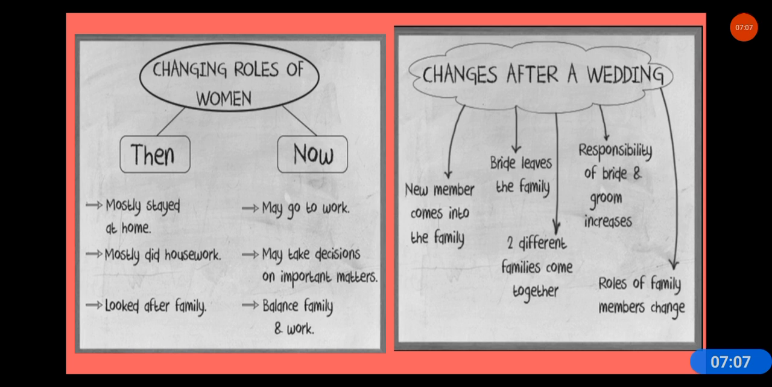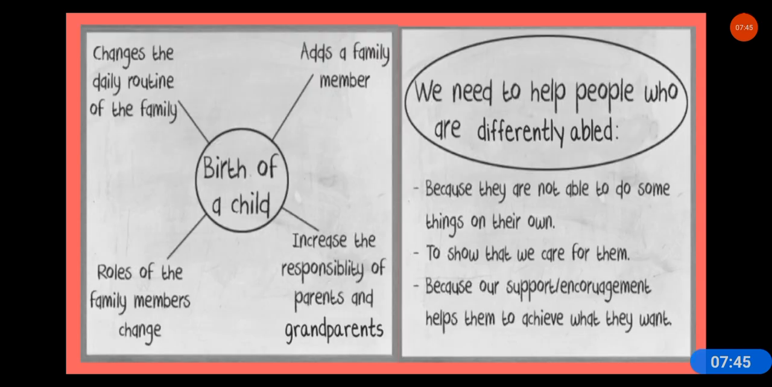Right. Changes after a wedding. A new member comes into the family. So what changes happen after a wedding? The bride leaves her family and joins the groom's family, and two different families come together. Earlier they were separate, now they come together after the wedding. The responsibility of the bride and groom increases, right? The roles of family members also change. I hope you have understood.